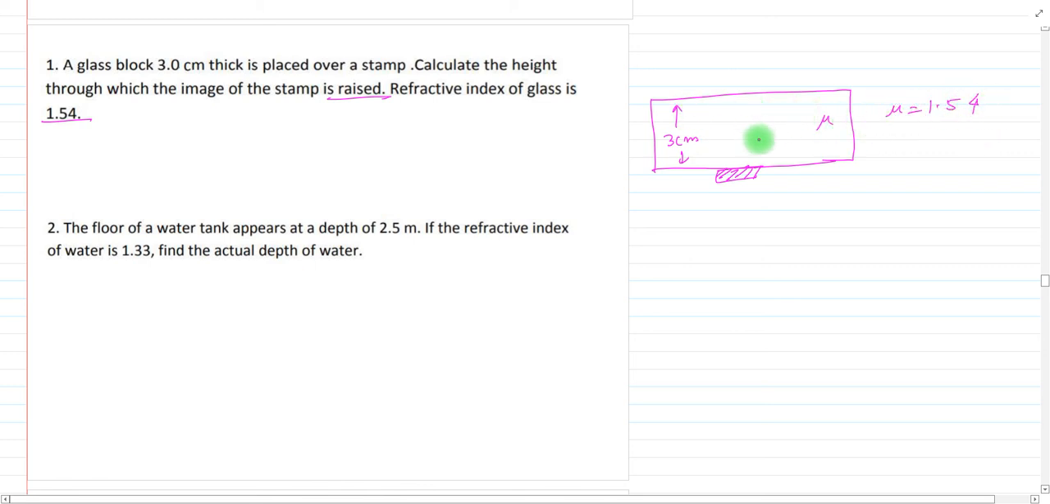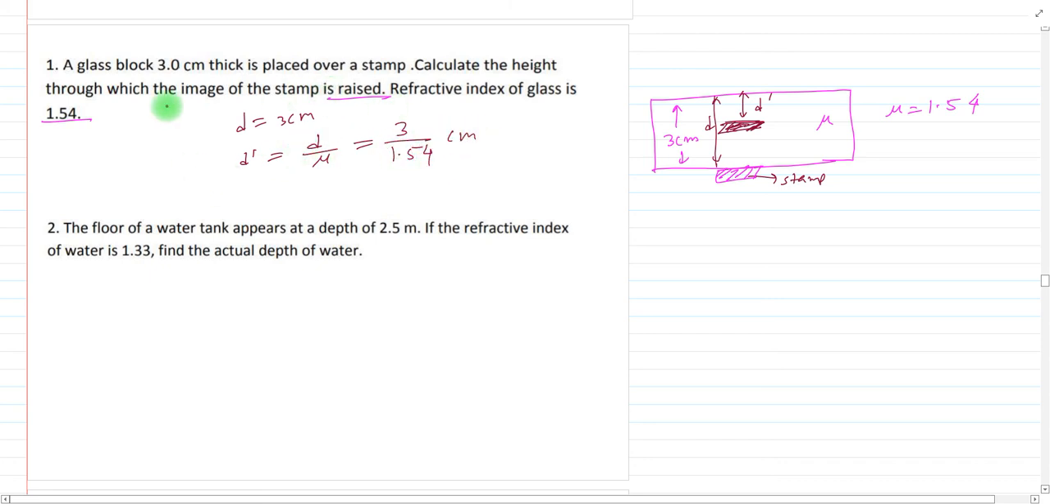So the actual position of this stem will be here, sorry, relative position. The apparent depth will be d dash, this one, and the actual depth is d. So here d is 3 centimeter, and apparent d dash will be, as I told you, d by mu. Apparent depth is less than actual depth. So 3 by 1.54 centimeter.